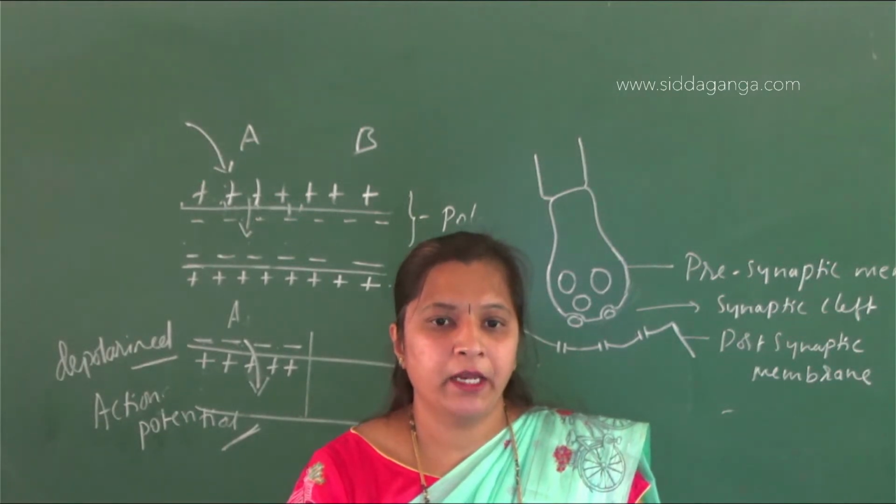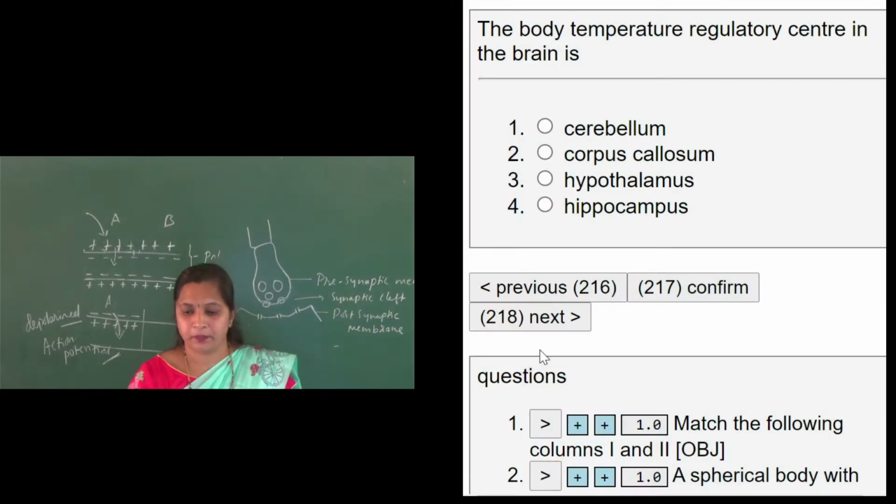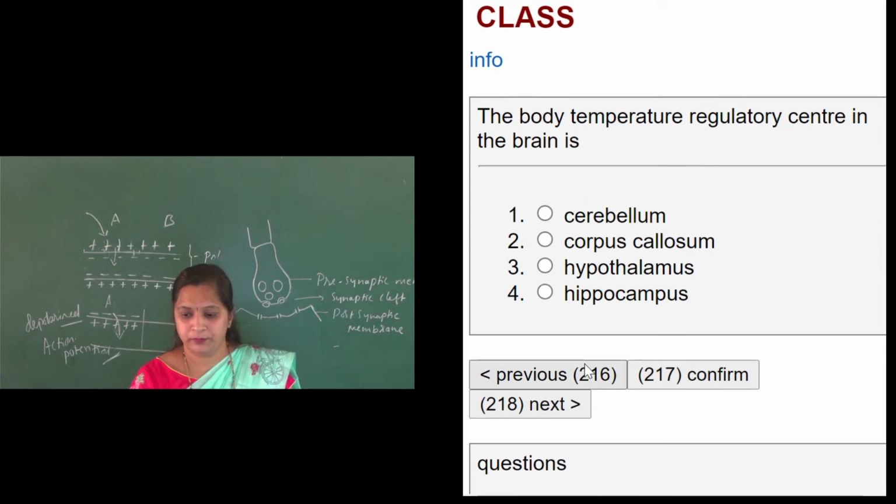The body temperature regulatory center in the brain is: cerebellum, corpus callosum, hypothalamus, or hippocampus.